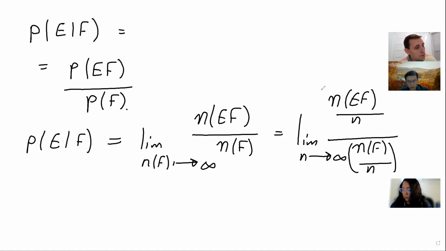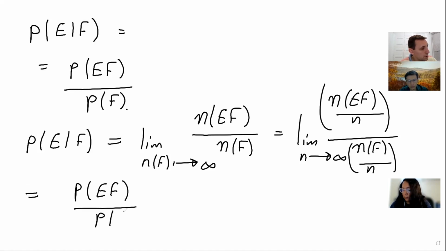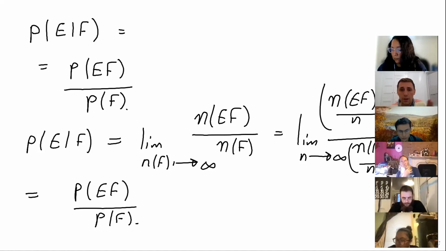You see, I did not change the fraction, but this gives me the probability of EF divided by the probability of F. Hopefully that gives you a sense of why this is true. I know many of you said yes, but I want to emphasize, you really have to think again and again to be sure that this formula is not just something that you use, but something that you truly understand.